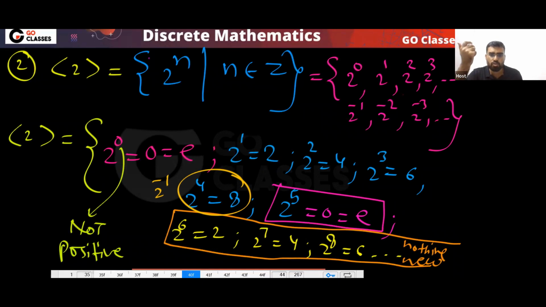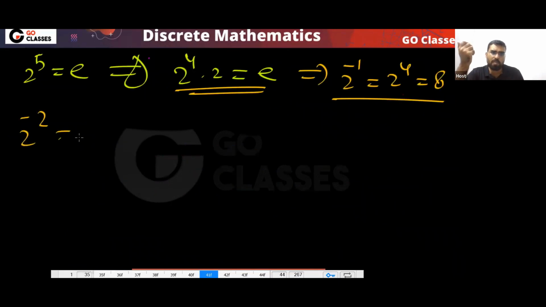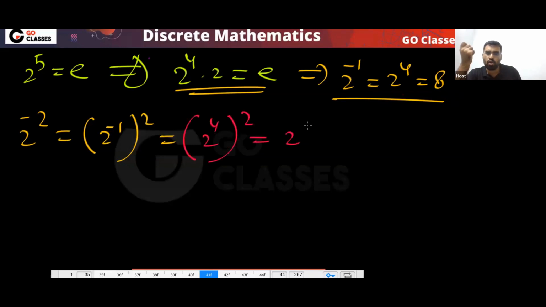And what is 2 power minus 2? That is 2 inverse power 2. And 2 inverse you already know, that is 2 power 4. So that will be 2 power 8. And 2 power 8, what is that? I can say that is 2 power 5 into 2 power 3. 2 power 5 is identity element. So this will be 8.